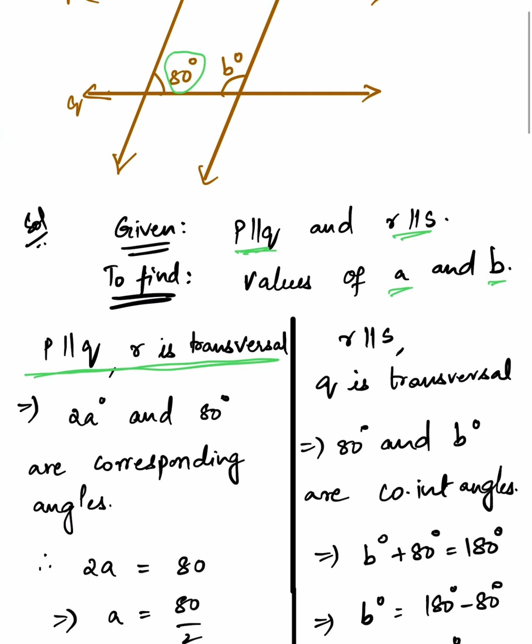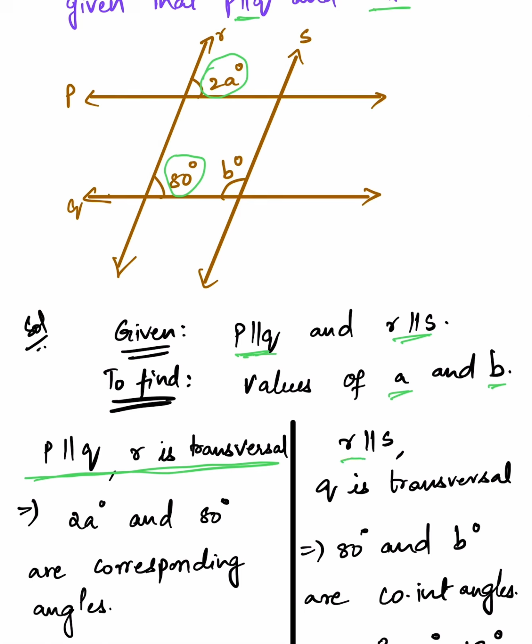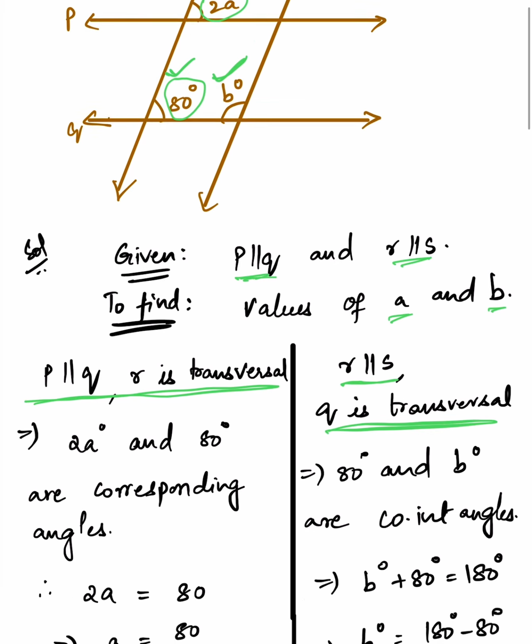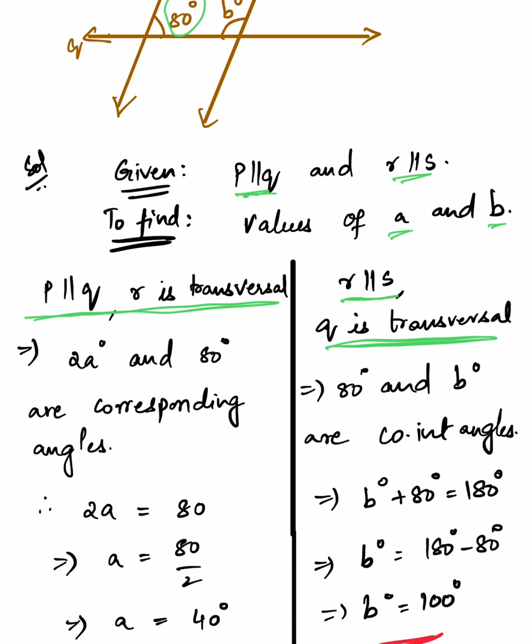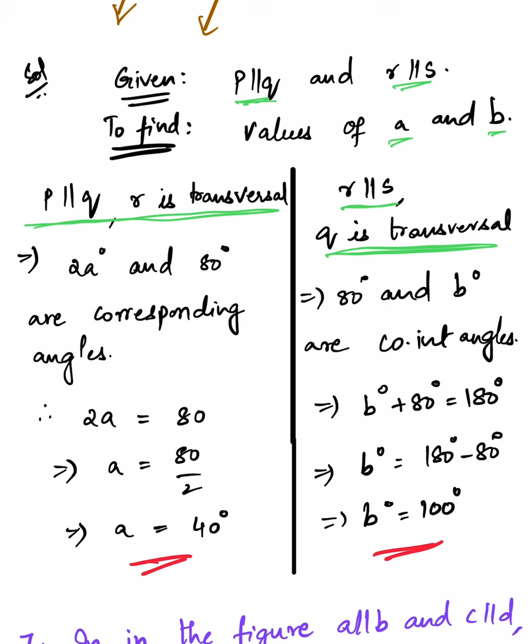So next, let us consider R and S. R is parallel to S and Q is the transversal. So this B and this 80 degrees, these two will be interior angles on the same side of the transversal. That means they are co-interior angles. If a transversal intersects a set of parallel lines, the co-interior angles are supplementary. Sum of those two angles will be 180. So B plus 80 equal to 180, B equal to 180 minus 80. So B equal to 100. So A equal to 40 and B equal to 100.